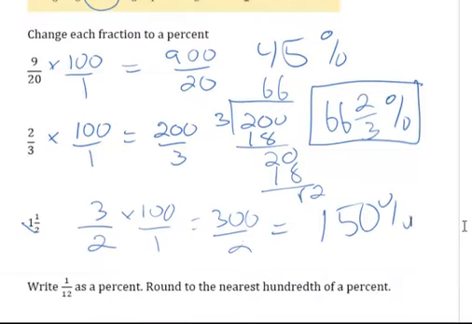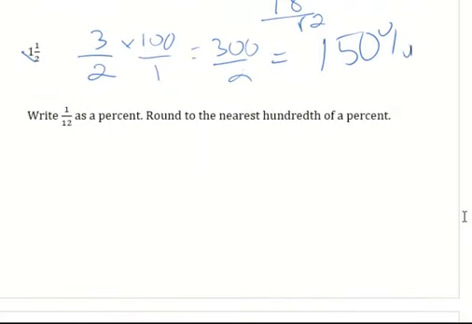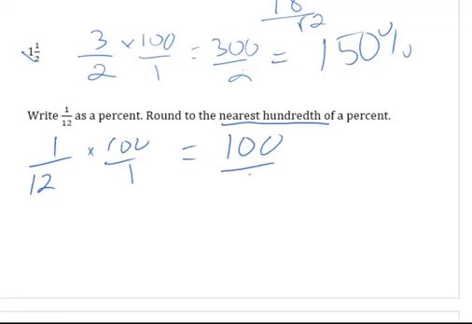All right. And then for the next problem I have here, it says we're going to write 1/12 as a percent, but if you notice, it's asking me to round it now to the nearest hundredth. Okay, so I'm going to go ahead and do that. 1/12 times 100 over 1 is going to give me 100 over 12. I'm going to go ahead and divide that out.